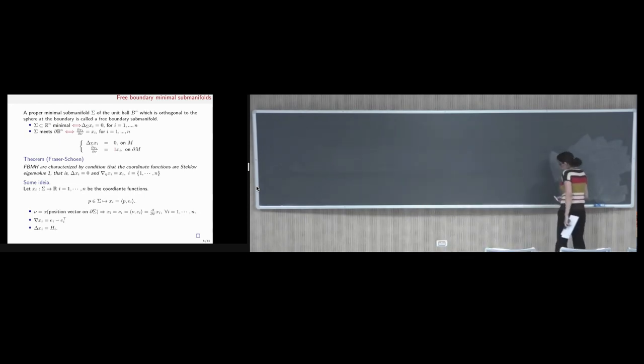I will draw one picture here. I know that I have shown this picture some times, but I think it's important to remember it. You have here my submanifold, you have the ball, and you have the normal vector. In the boundary here, you have the conormal, and the conormal coincides with the position vector. What does this mean? It is important for us. If you calculate the Laplacian, you can show that these are harmonic functions.